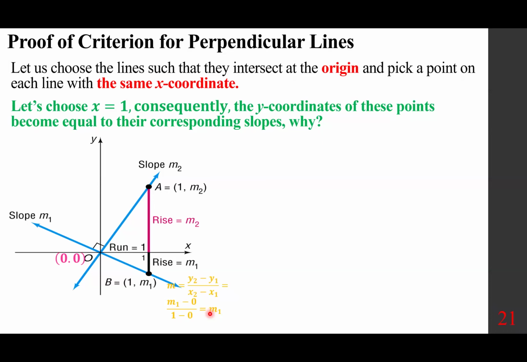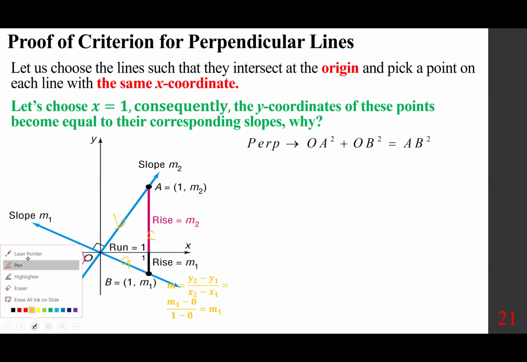Now, if this is a 90 degree angle, the Pythagorean theorem says a squared plus b squared equals c squared. So OA squared plus OB squared equals AB squared. And we use the distance formula.